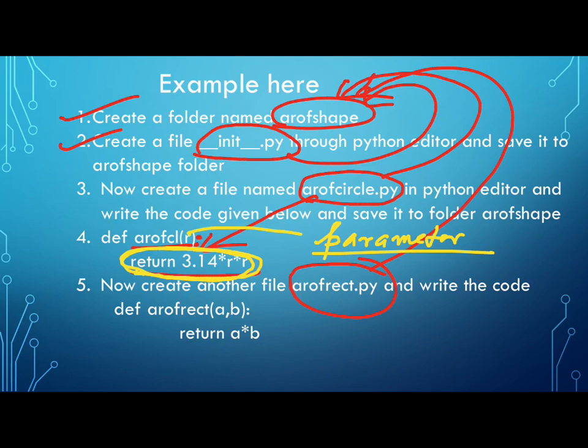Now the same is here. You have defined one more file, this one. In this you have defined one function, area of rectangle. You have passed two arguments, a and b. One is a, the other is b. And then you have written a cross b. It means area of circle, area of rectangle. Now what happened?